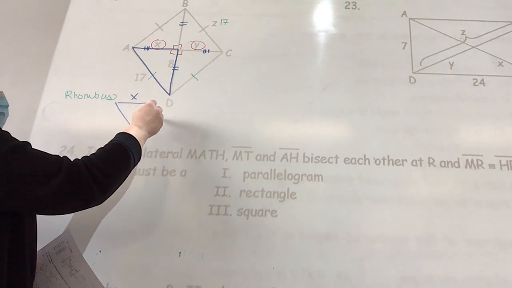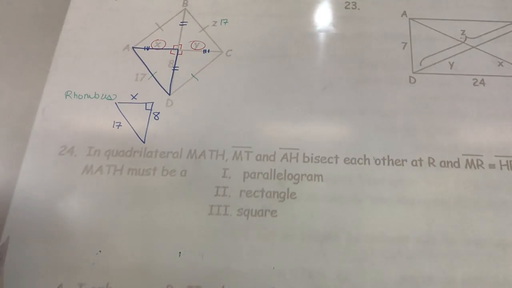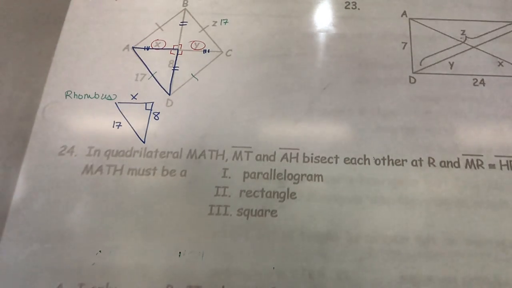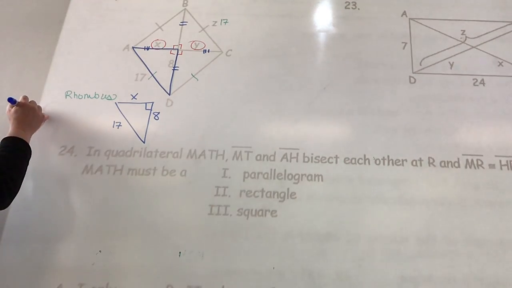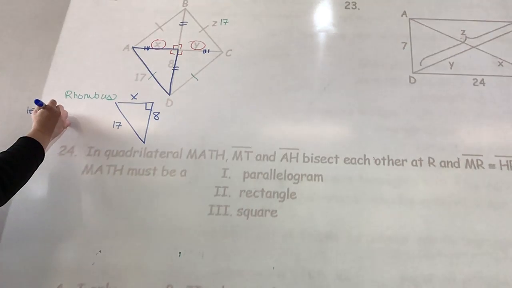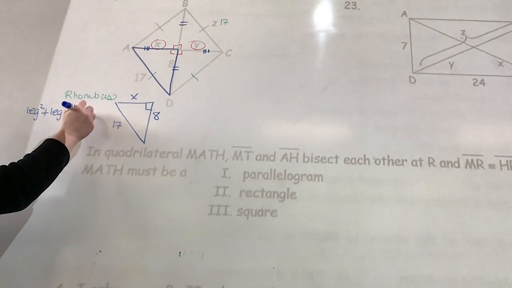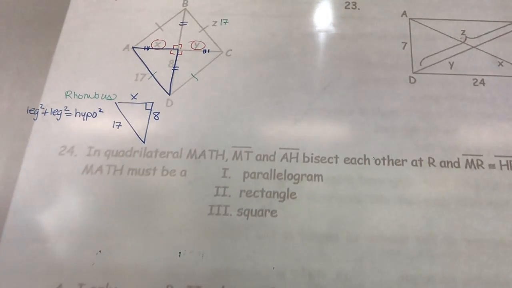Where this is an X, this is an 8, and this is a 17. And by the rhombus, do you have a hint that I gave you as a characteristic? Hopefully. What theorem goes with every right triangle? Leg squared plus leg squared equals the hypotenuse squared. So looking at the X, the 8, and the 17, who are the legs and who's the hypotenuse? Hypotenuse is 17.